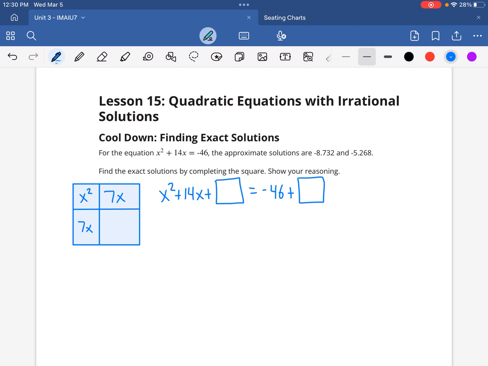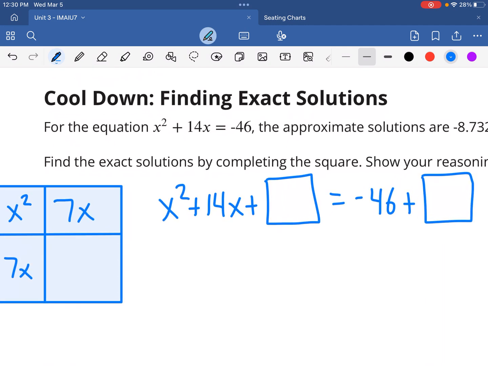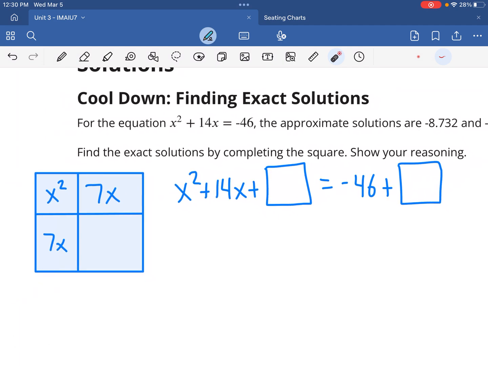If you just type in x squared plus 14x and then y equals negative 46 on 2 separate lines, you can find those points of intersection, and I'll tell you exactly where those are. However, we can use completing the square to find exact solutions without graphing. And the way that we do that is we're going to just use the same completing the square techniques that we've already been talking about.